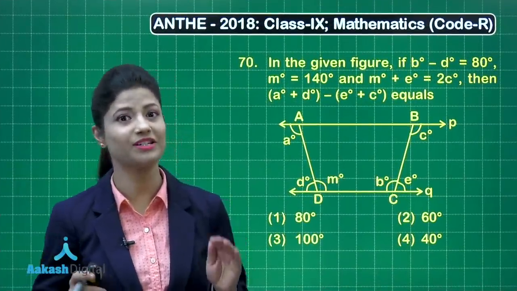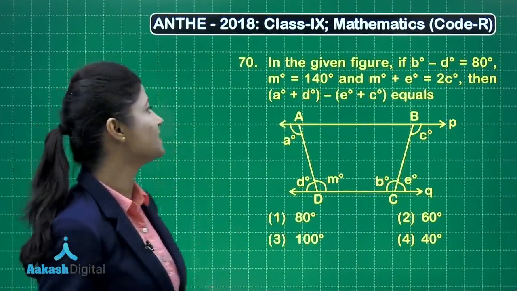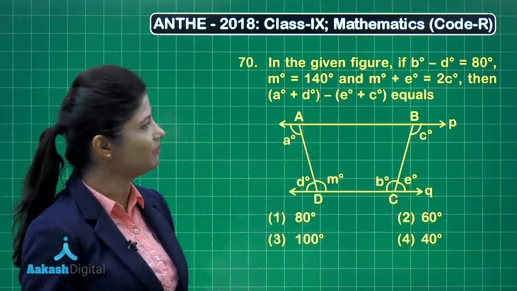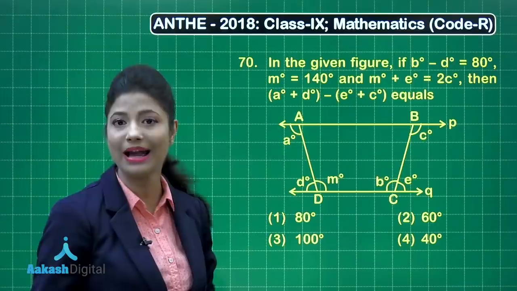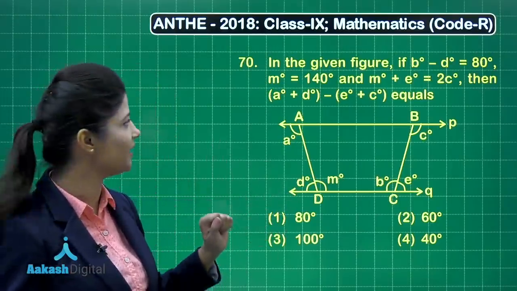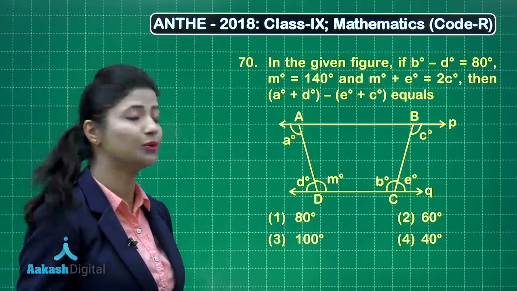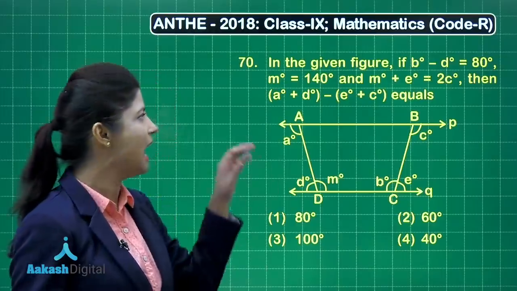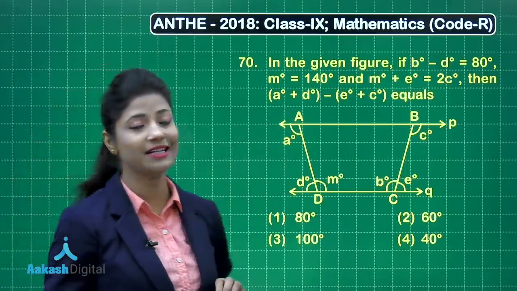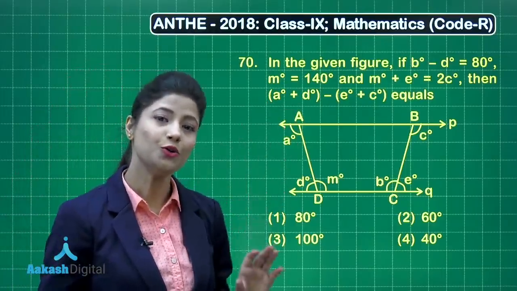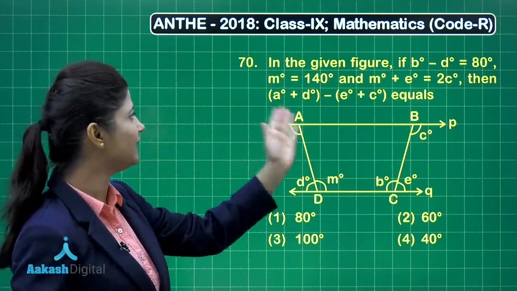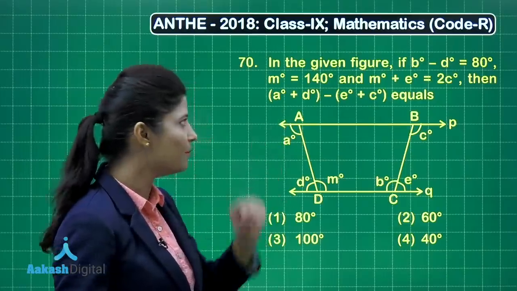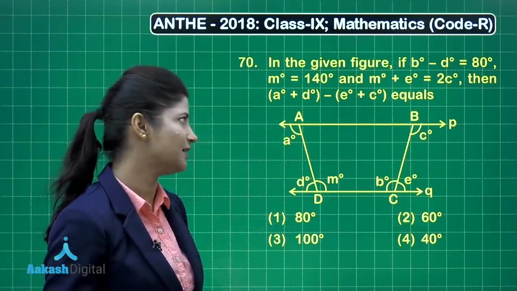Now let's solve question number 70. Here it states, in the given figure, if b degrees minus d degrees is equal to 80 degrees, m degrees is equal to 140 degrees, and m degrees plus e degrees is equal to 2c degrees, then you need to figure out the value of (a degrees plus d degrees) whole minus (e degrees plus c degrees) whole.